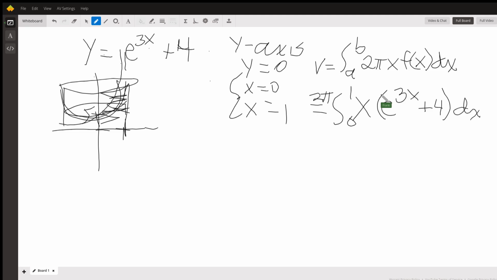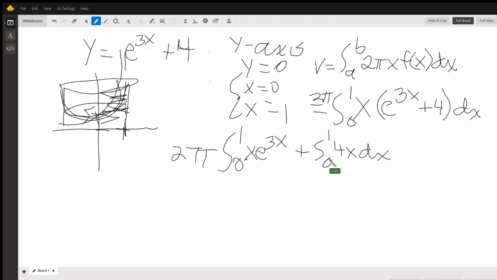And that equals 2 pi. 2 pi is just a constant. That's why I took it out. From the integral of 0 to 1, x times e to the 3x is x e to the 3x. Plus the integral of 0 to 1, x times 4 is 4x. And of course, both of them are dx. And it's 2 pi times the sum of those two integrals.